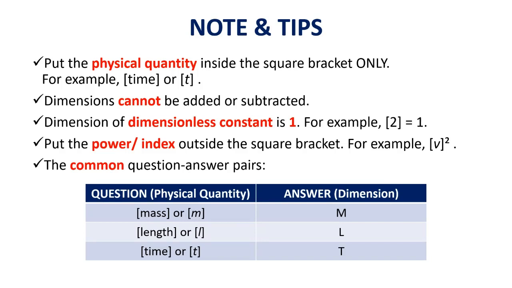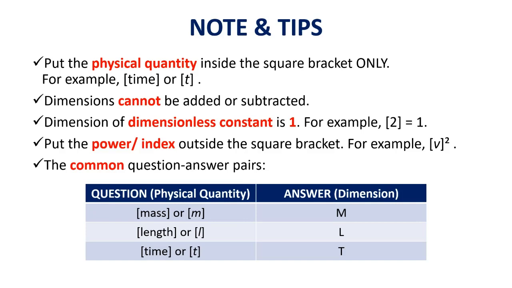First, put the physical quantity inside the square bracket only. For example, we write time, or the symbol of time, which is T, inside the square bracket. Second, dimensions cannot be added or subtracted, meaning that whenever we are doing the working, do not put the symbol plus, minus or any operation while doing the solution.